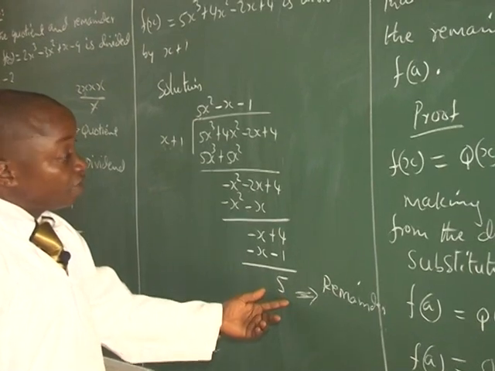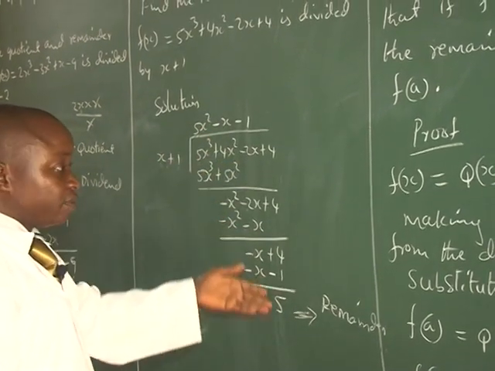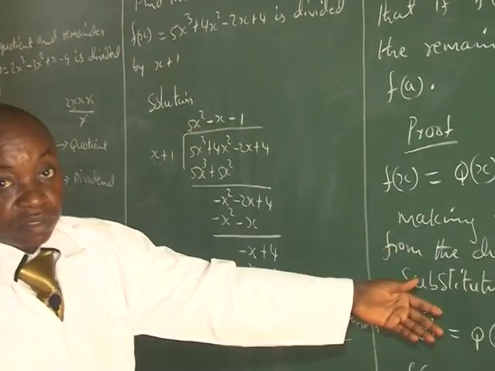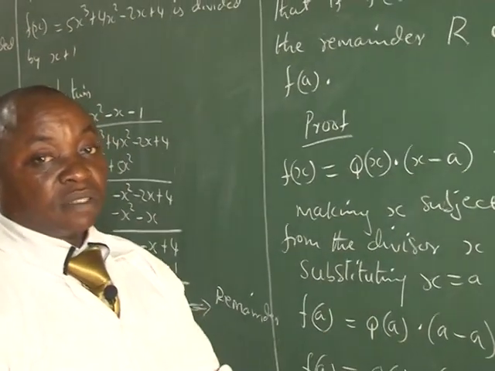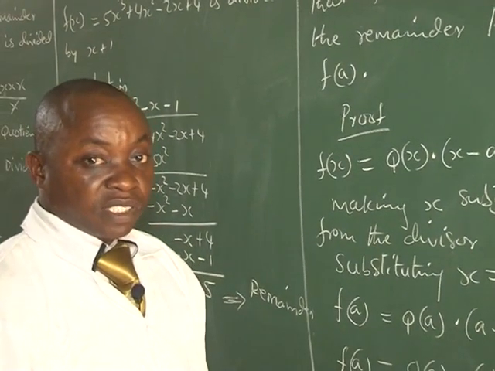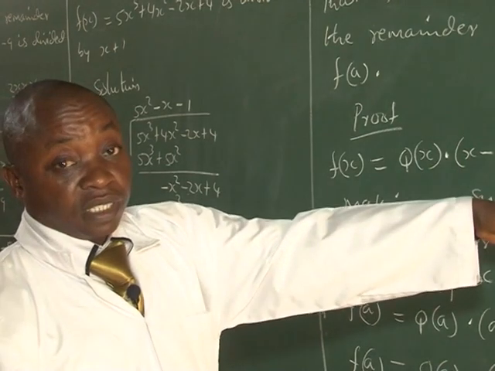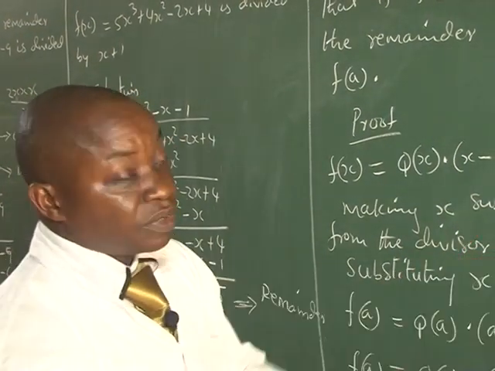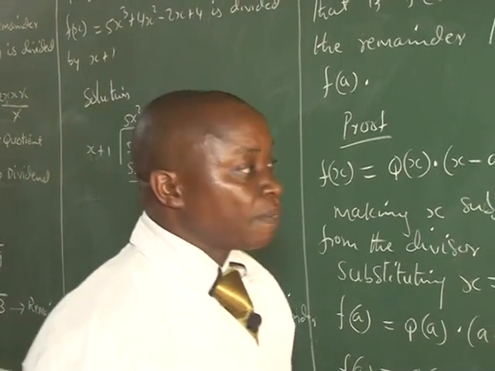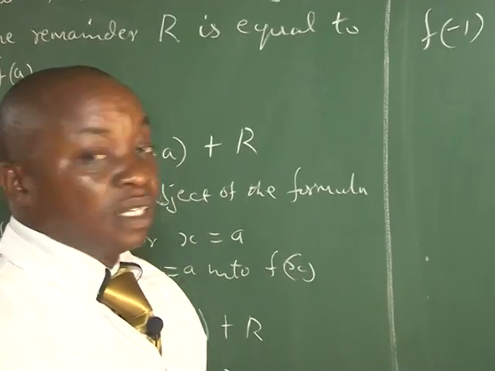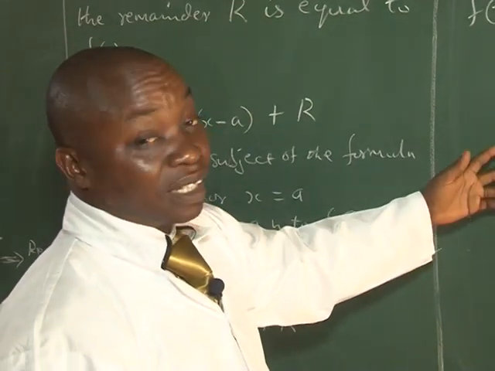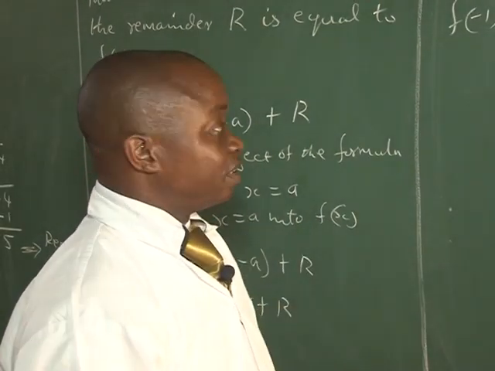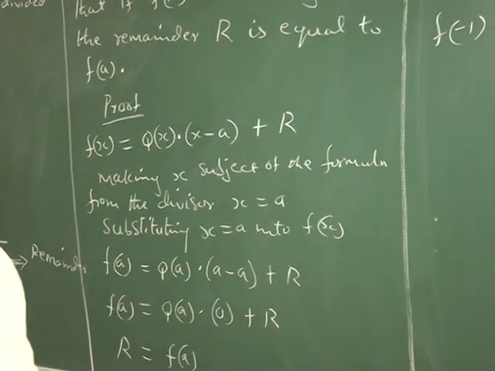The remainder is 5. So instead of going the long division method, you can use the remainder theorem by making x the subject of the formula from the divisor and substituting in the given dividend. Once you put that, whatever result is the remainder. So the remainder theorem is very applicable when we are looking for a remainder. It makes the work very easy. All right, we'll go to the next subtopic.